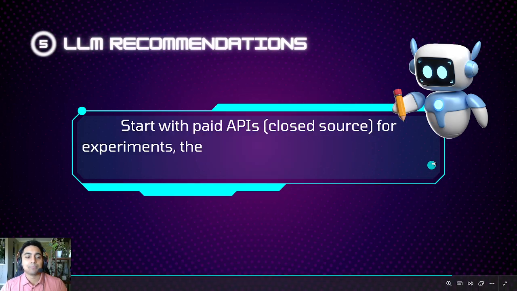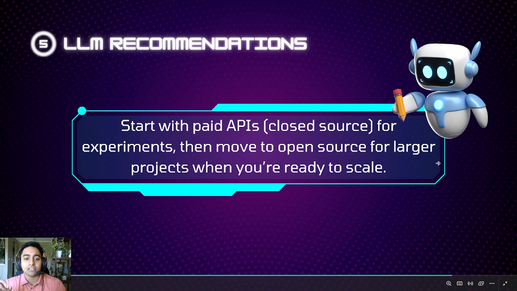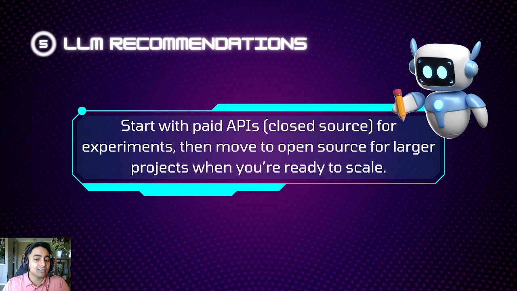Now, here's the final thing. I want to make one recommendation for you guys: if you're starting with a smaller use case, just start with a paid API. Start with the closed source to get your use case off the ground, validate that it's going to work, validate that people want to use it. And then start to move to open source for these larger scale projects when you're ready to scale.